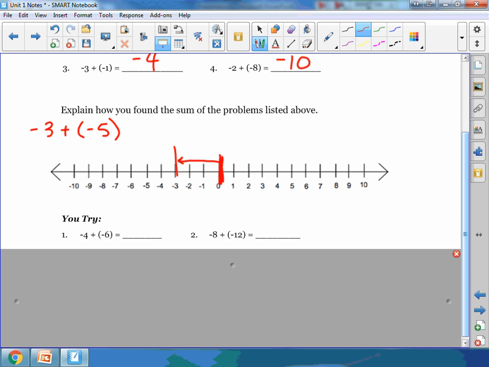Some of you are pointing to my right, which would be your left, exactly. You're going to go 5 more places left. I'm going to go 1, 2, 3, 4, 5. Ultimately, this is my ending point here at -8. So you're kind of just hopping along the number line to ultimately achieve that solution. Okay?